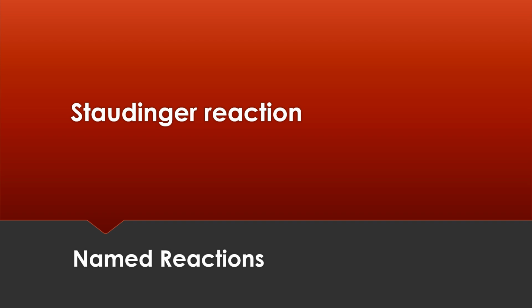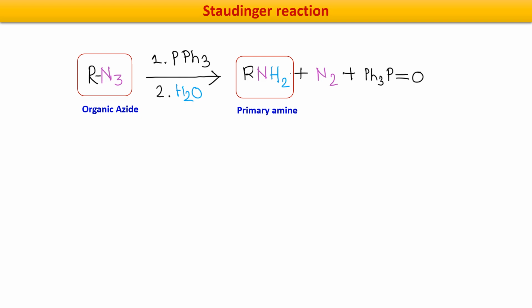Hello everyone, in this video I will discuss the Staudinger reaction, its important features, mechanism, applications and also problems. So let's start. Here we have the starting material, which is an organic azide. In the organic azide we have the azide group, which is N3, and the product we are getting is a primary amine.